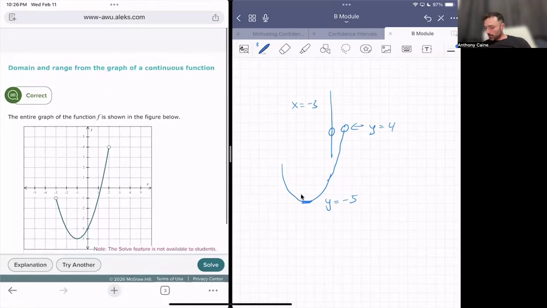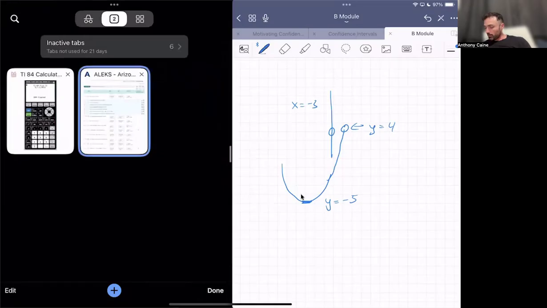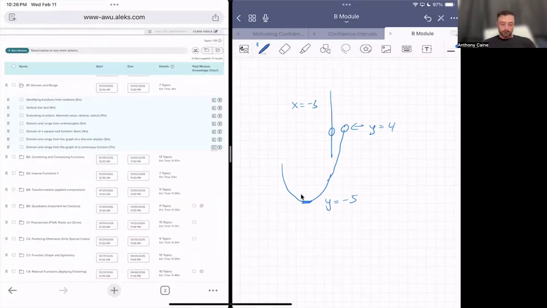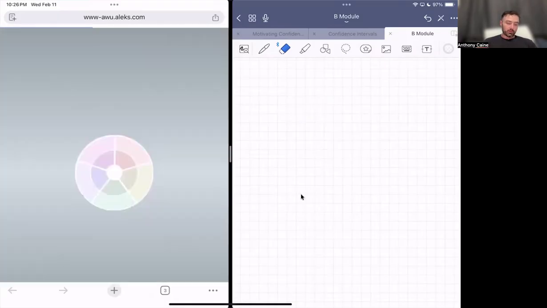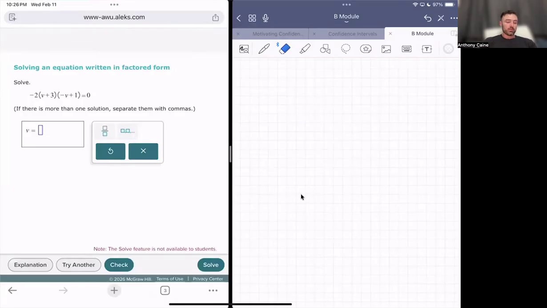And we got some time. Let's go ahead and knock out B2 while we're at it. Okay. B2 is a bit bigger, 13 topics. Ooh, we'll see. How long is this video so far? I don't know. All right, solving an equation written in factored form. Wonderful. Let's do it.